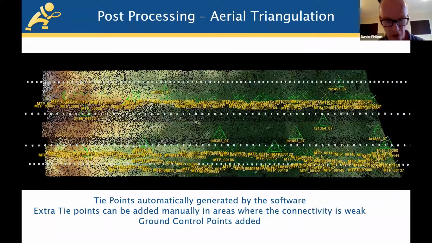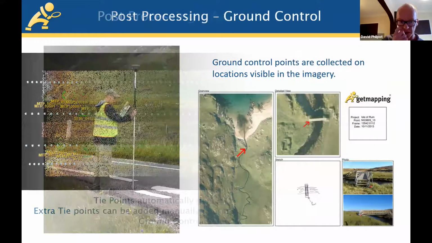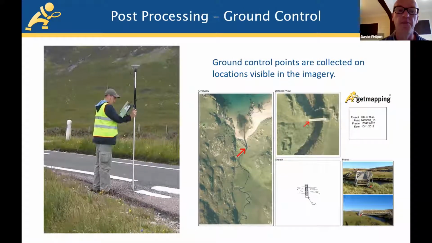I know it's a very complex diagram, but the green triangles represent what we call control points. And these are survey points. We'll go to the next slide. So survey points are known features in the imagery, which we can then measure on the ground with a GPS kit to very, very accurate levels. We typically use white lines on roads or manhole covers, things that can be seen in the imagery.